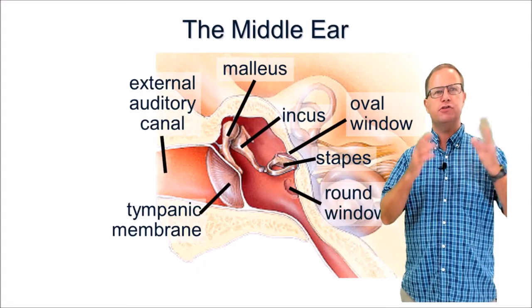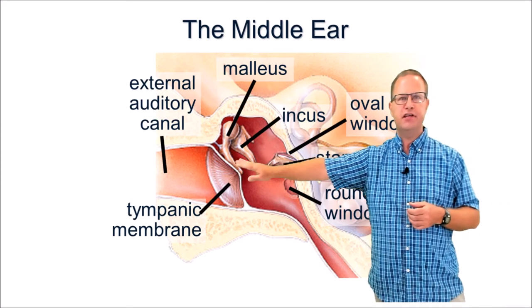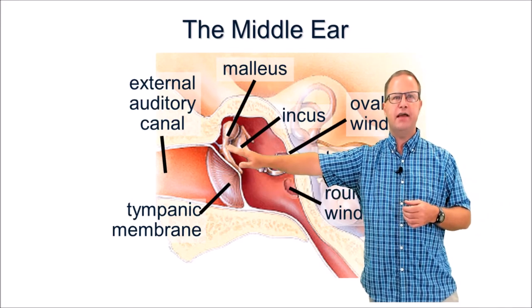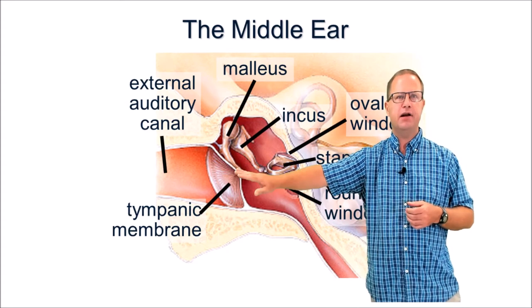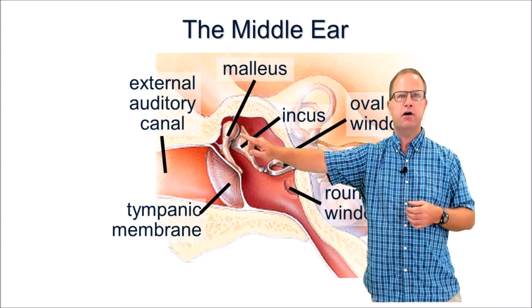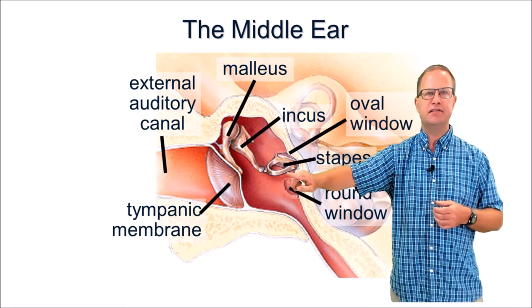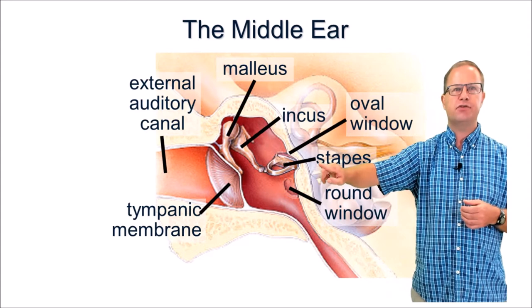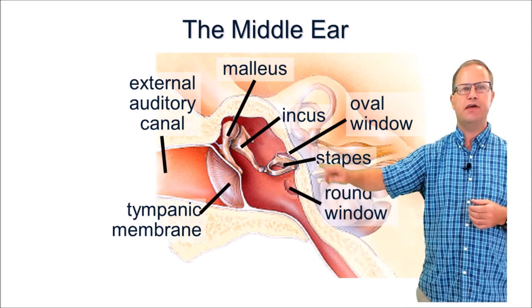Okay, this picture just shows an expanded view of the middle ear and the internal ear. So what we can see here is our tympanic membrane. Remember, as sound waves came through the external ear, they vibrate the tympanic membrane. Now, the vibrations of the tympanic membrane are passed along these three ossicles called the malleus, the incus, and the stapes. And the stapes is pushing on this structure here called the oval window, which is the first part of our cochlea, and we'll show that in just a minute.